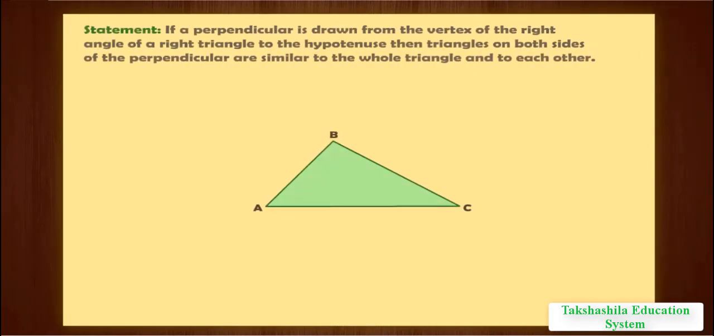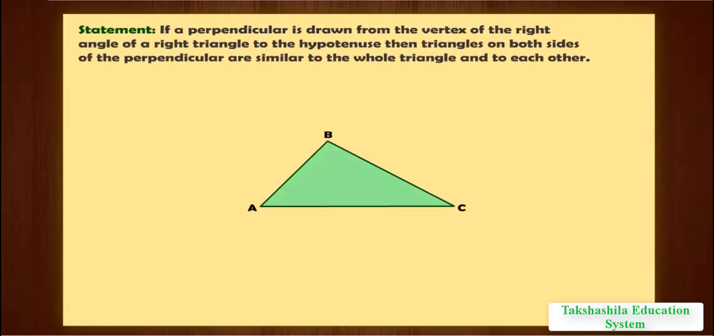We will use this concept in proving the theorem. If a perpendicular is drawn from the vertex of the right angle of a right triangle to the hypotenuse, then triangles on both sides of the perpendicular are similar to the whole triangle and to each other.